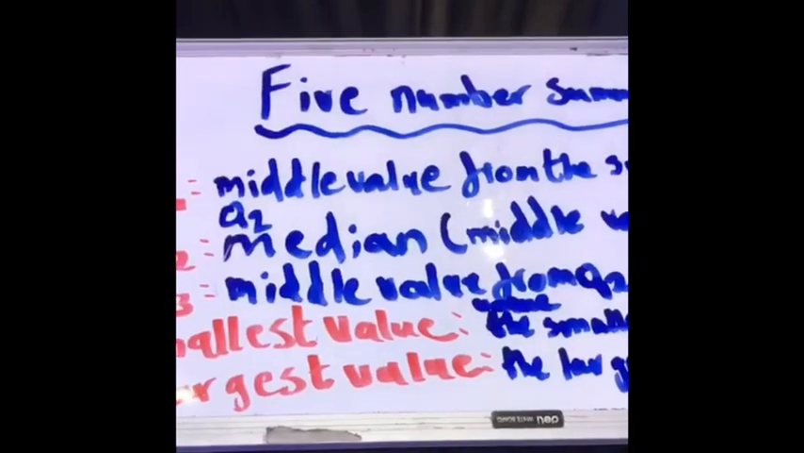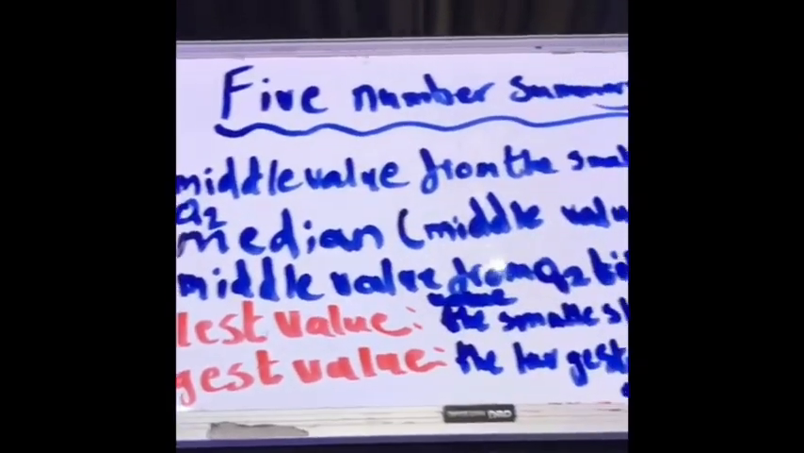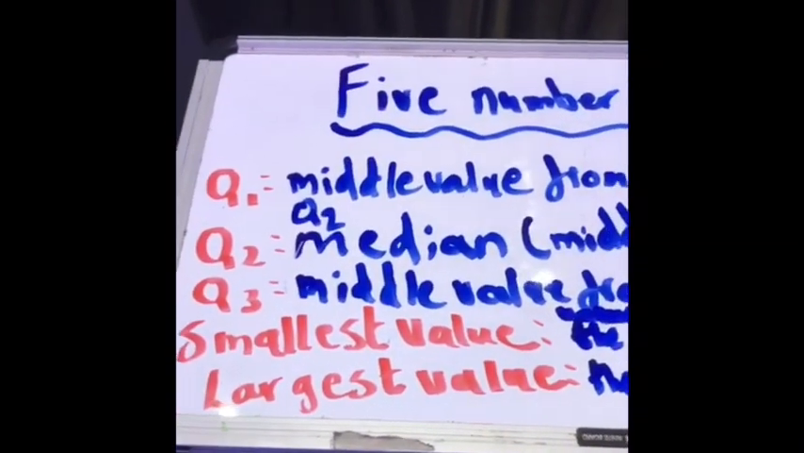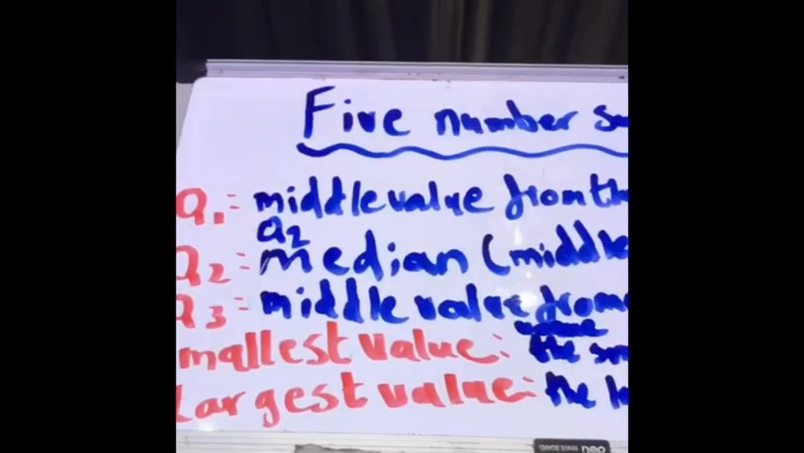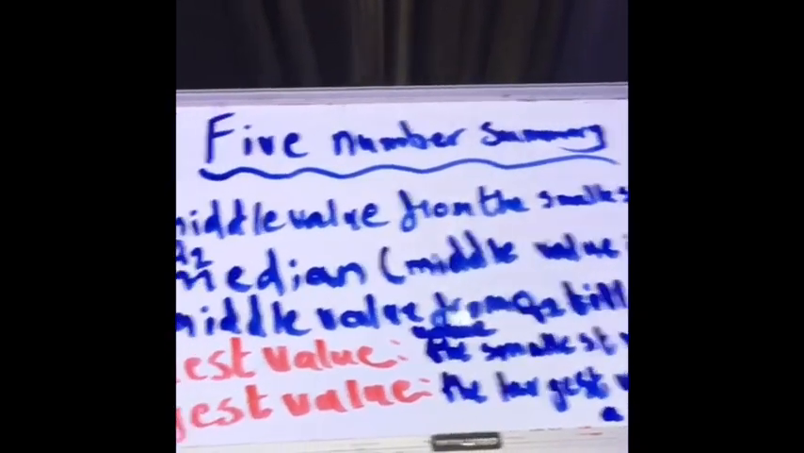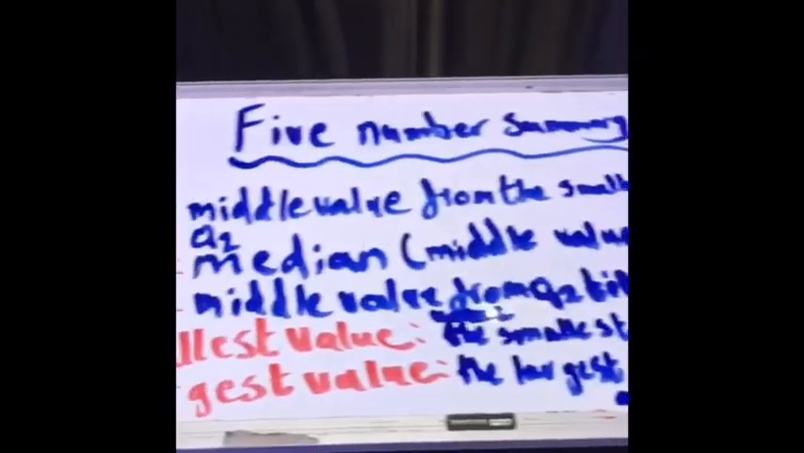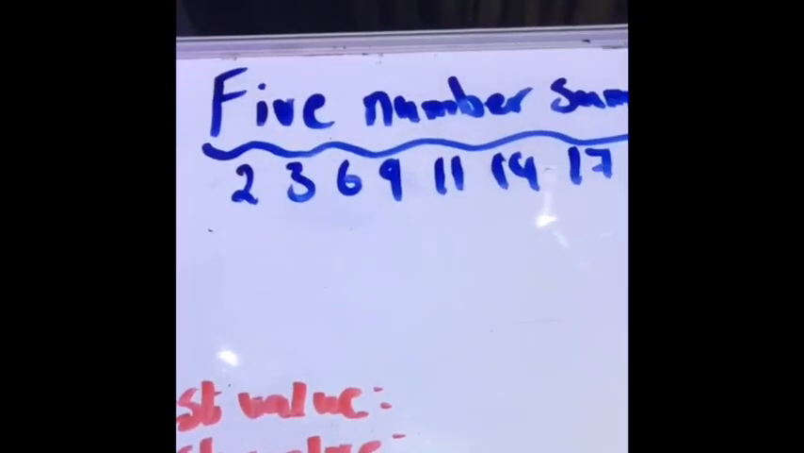So this is the 5-number summary. Q1, the middle value from the smallest till Q2. Q2 is the median or the middle value in a data. Q3 is the middle value from Q2 till the largest number. And the smallest value is the smallest value in a data, and the largest value is the largest value in a data. So here is an example.